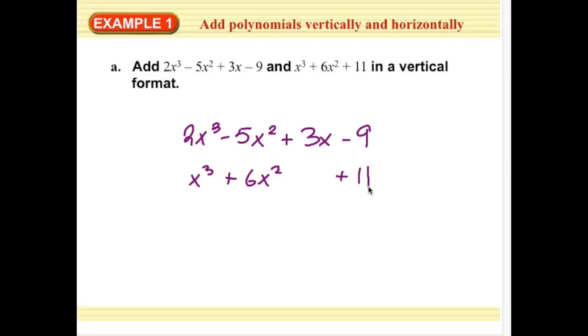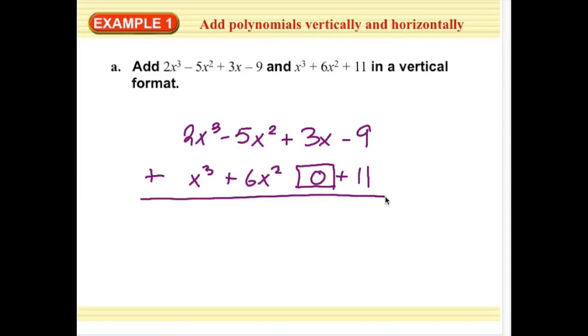Now, when you look at this equation, I left a space here, and that's because I don't have any term in my second polynomial that has just an x variable. There's nothing there. I have an x cubed, I have an x squared, I have a constant term, which is 11, but I don't have just an x, so I'm going to leave that space blank. You can also fill it in with a 0 if you wanted to, just to help you arrange those terms. Because what we're going to do is add these two polynomials in a vertical format.